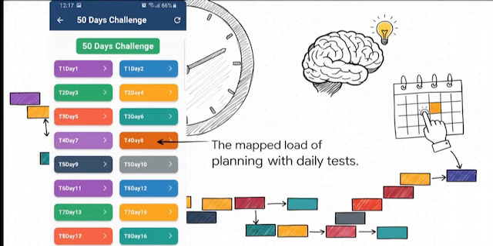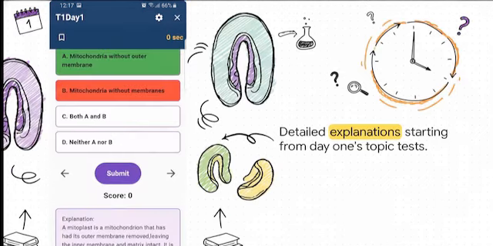You wake up, open it up, and you don't waste half an hour agonizing over what to study. You just tap the colored block for the day. It starts right at the beginning with foundational topic tests on day 1. The entire mental load of planning is completely lifted off your shoulders. And the best part is, even inside this daily schedule, that essential practice loop we just talked about remains firmly in place. From the very first day of the challenge, you're getting those detailed explanations.